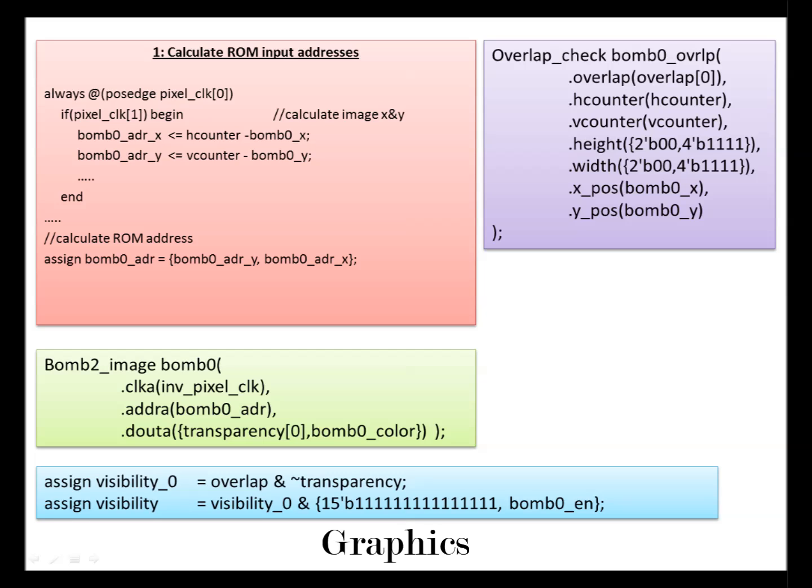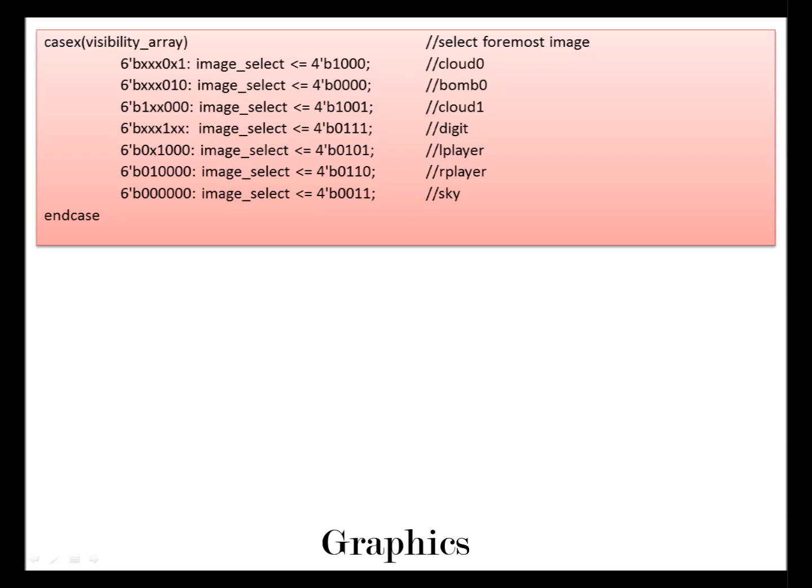Lastly, we decide on whether that pixel is visible or not. For visibility, there should be a cannonball image on the current pixel, and it should be not transparent. Moreover, we want the cannonball to be visible during the turn, which is between the shoot signal and collision. So for this, we have a bomb enable signal. Now we go on to the next step.